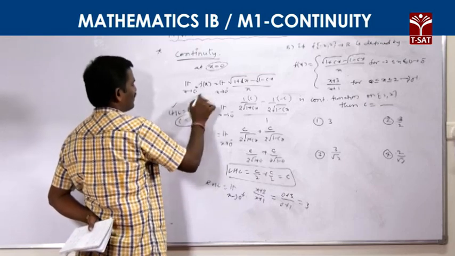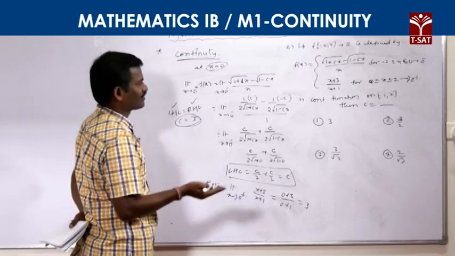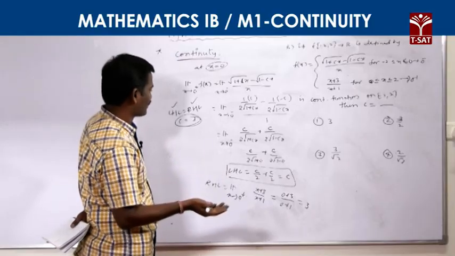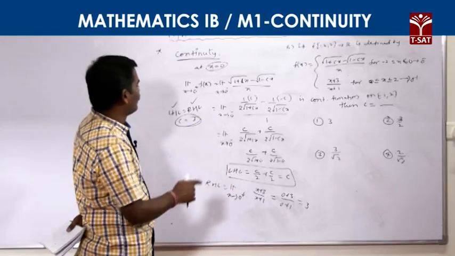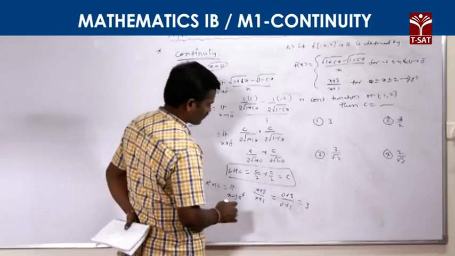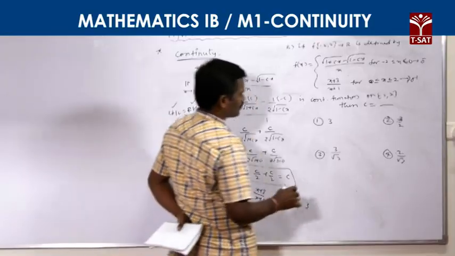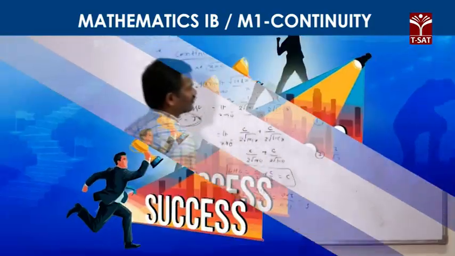Both the left hand limit and right hand limit are the same, then the limit exists, and that limit is nothing but f of a. That also we got, so the limit exists at x equals 0. So the answer is 3. C equals 3 is the first option, the correct answer.